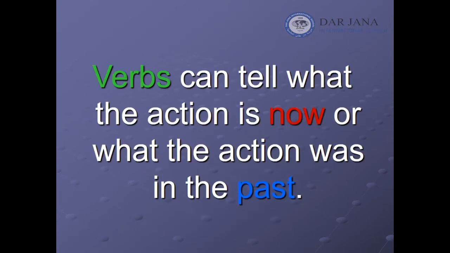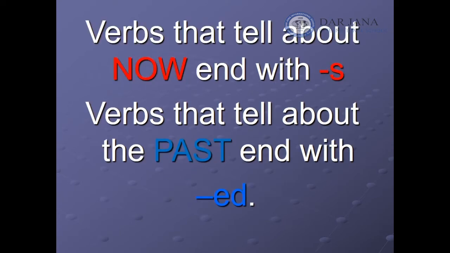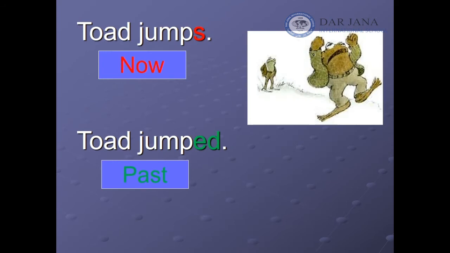Let's take a look. Verbs can tell what the action is now or what the action was in the past. Verbs that tell about now end with S, and verbs that tell about the past end with ed. So Toad jumps is talking about now because it ends with S. Toad jumped ends with ed, so it's talking about the past.